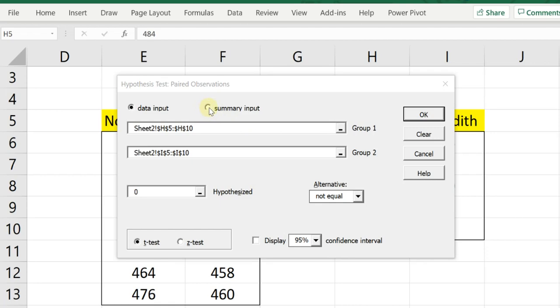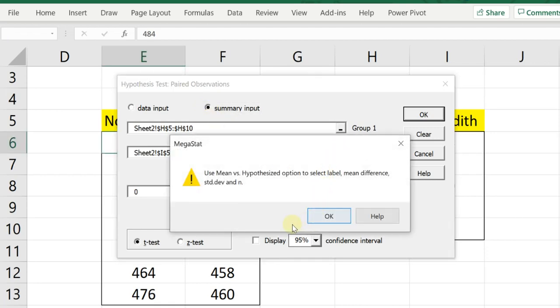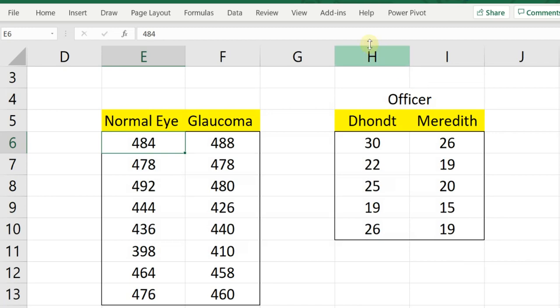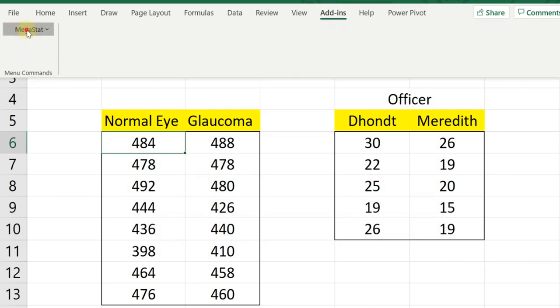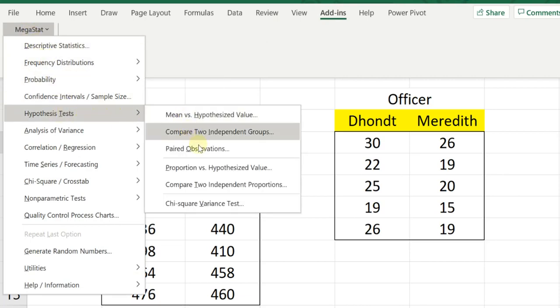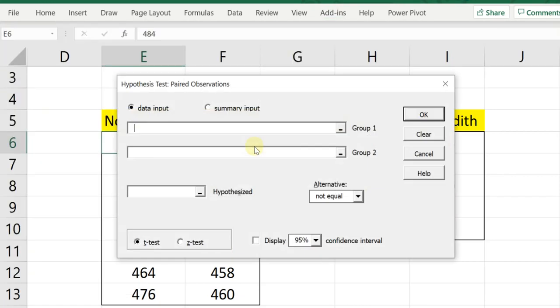I'm going to go summary input. Oops. Let me see. Let me X out. I did something wrong. Let me go back. Add-ins. Make a stat. And we're going to do hypothesis test paired observations. And oh, I see. I don't have summary input. That's why I clicked on the summary input.